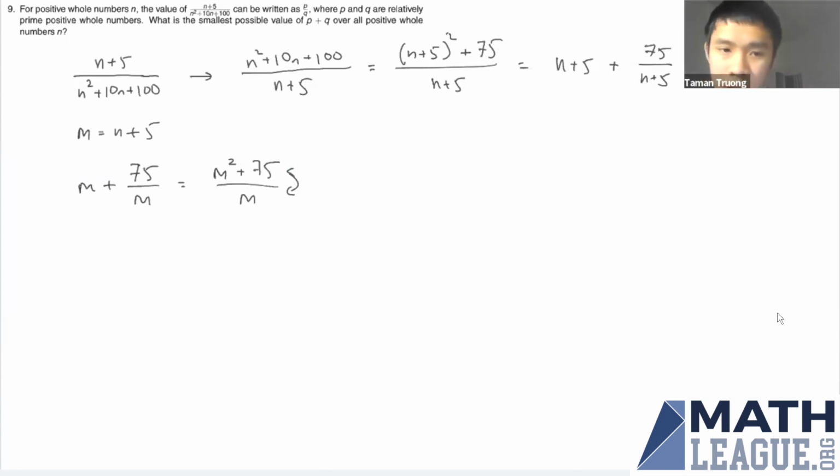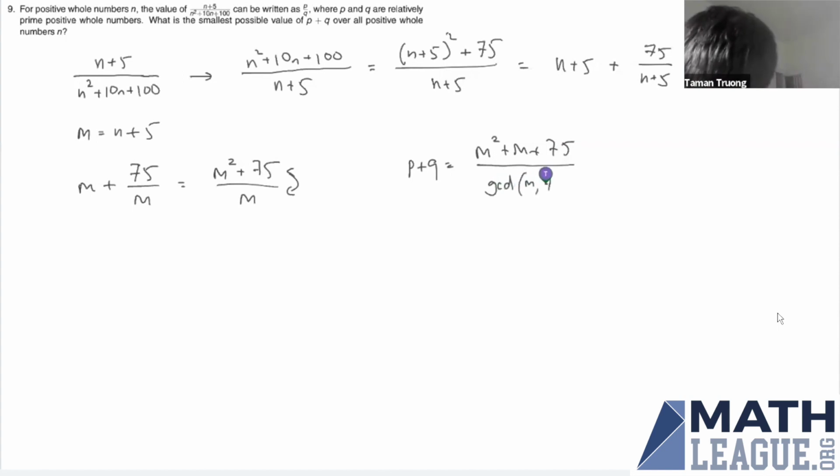We don't know what m is. M could be any integer. And when you evaluate m, you'll get initially some unsimplified fraction that you need to simplify. We don't know what that is, so our sum is actually going to be (m squared + m + 75) over the greatest common divisor. Both m squared + 75 and m are going to share some factor, mainly the gcd of m and 75. And so this is what we need to minimize. In order to minimize this, we need to maximize this at the same time.